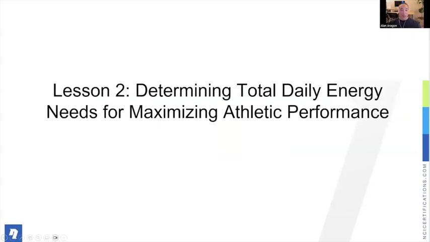And that does it with lesson 1. I'll see you back on lesson 2, where we will look at how to determine total daily energy needs for maximizing athletic performance.